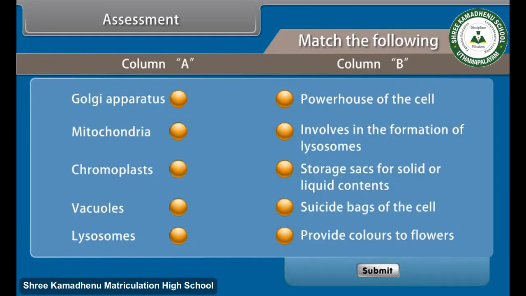Assessment. Before proceeding further, let us know how much you have learned. Match column A with column B.